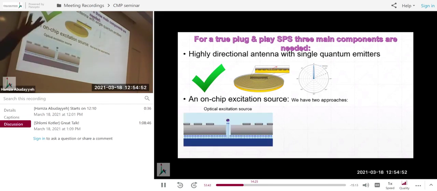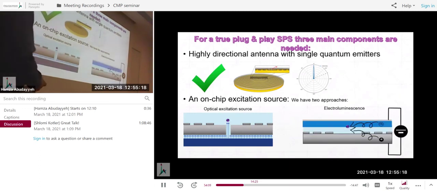One, which is the work Boaz is mainly doing now, is an optical excitation source. So what we do is we take this antenna, we introduce a hole in the middle, and now we can excite from the bottom and collect from the top. Okay? So this is very interesting. We have some very interesting initial results, but again, I'll leave this to Boaz to tell you about more in the future.